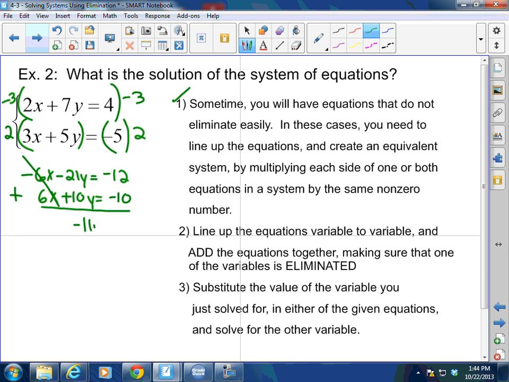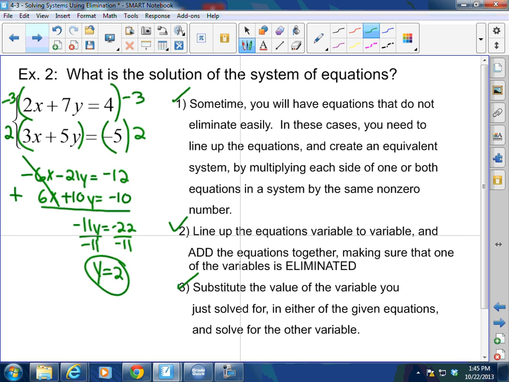So I have -11y equals -22, divided by -11. Y equals 2. Nice. Now I can plug it into either one of the original equations. So I already did step 2, sorry. Step 2, line up the equations variable to variable and add the equations together, making sure that one of the variables is eliminated. We did that. Step 3, just like before, substitute the value of the variable you just solved for in either of the given equations and solve for the other variable.